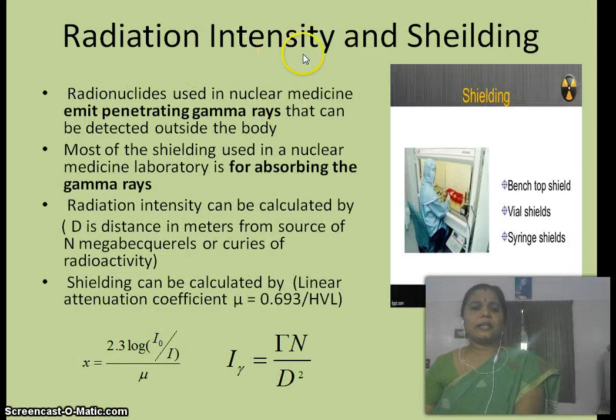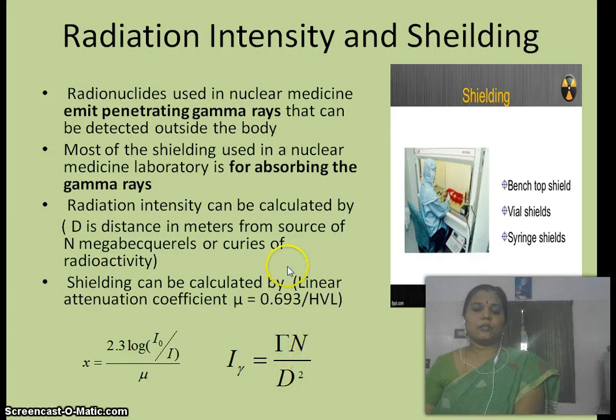And how to calculate the radiation intensity and the shielding. The radiation intensity can be calculated from the formula I gamma. Intensity of gamma radiation is nothing but gamma times N divided by D square. What is this gamma?